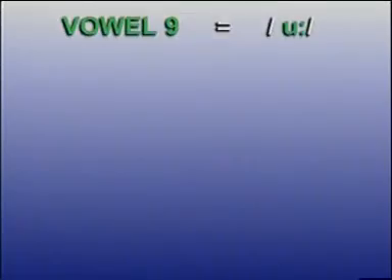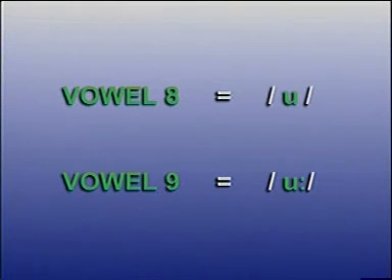Listen to vowel 9 again. Oo, oo. Listen and look at the contrast between the two sounds again. Vowel 8, oo. Vowel 9, oo.